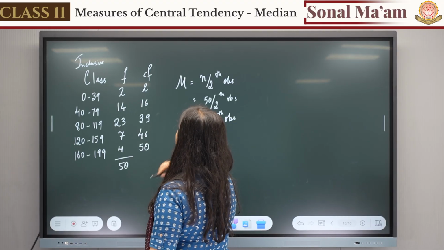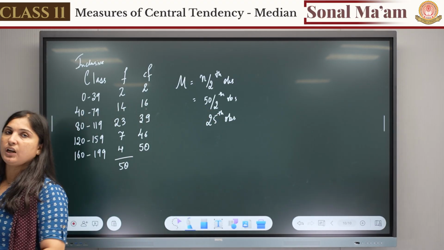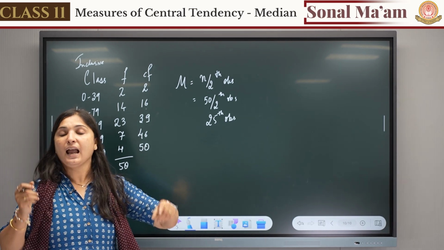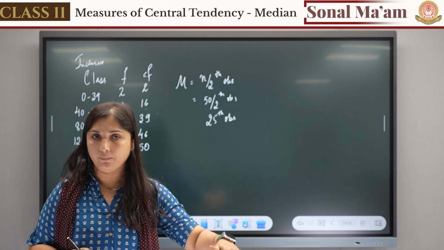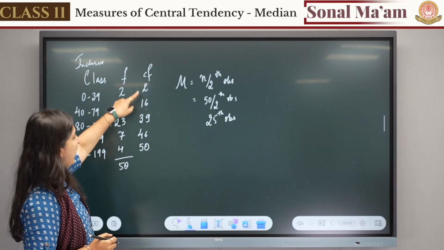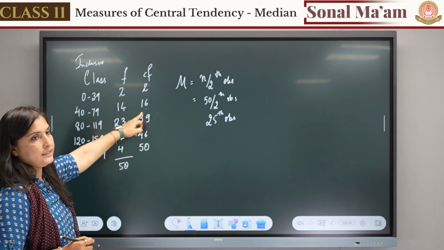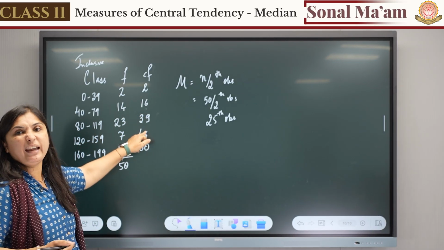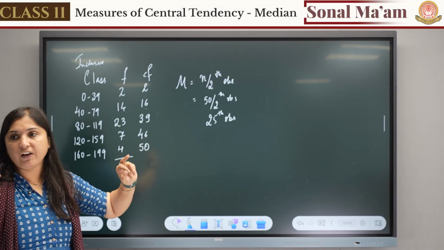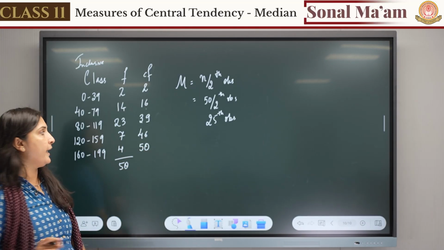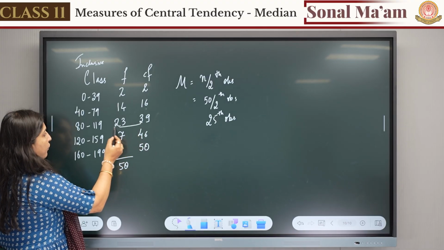25th observation. Now for the 25th observation, again the same step, where I will check in my CF column. Let's see, do we have 25? No. We have 16, and 16 is less than 25. But we have 39, and 25 will be included in 39. Yes. Now let's stretch a line over here.